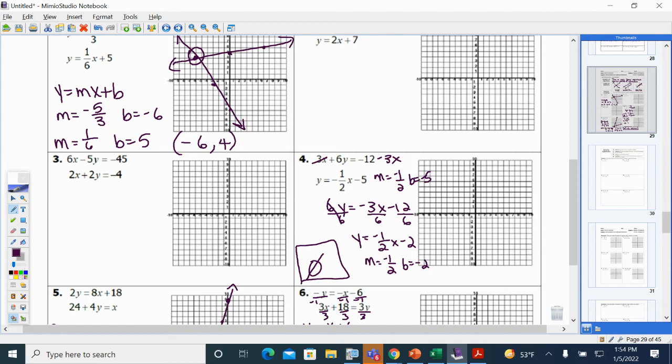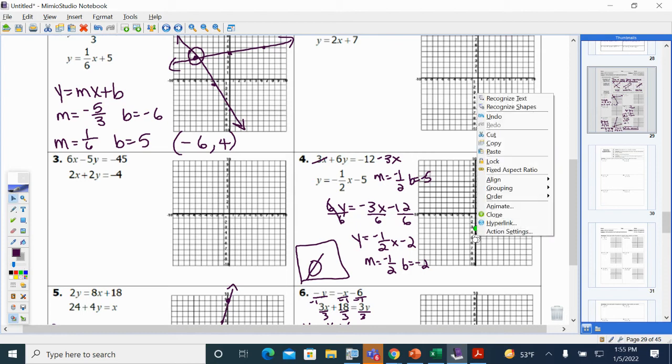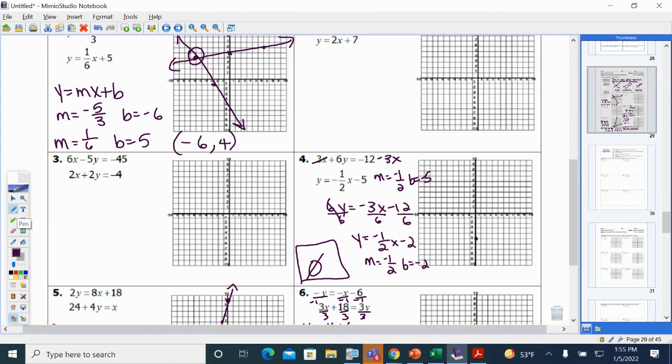I'll show you really fast. Y-intercept of -5, and then a slope of -1/2. Rise -1, run 2, so down 1, right 2. And there's that first one. The second one has a y-intercept at -2. Again, same thing. I'm going to go down 1, right 2.